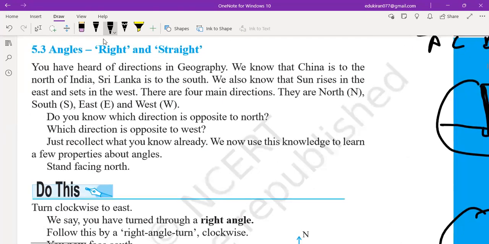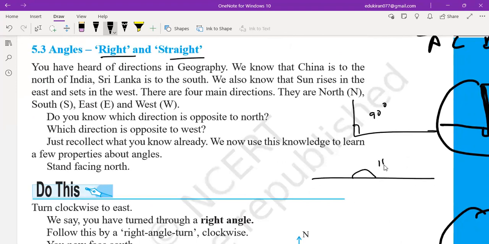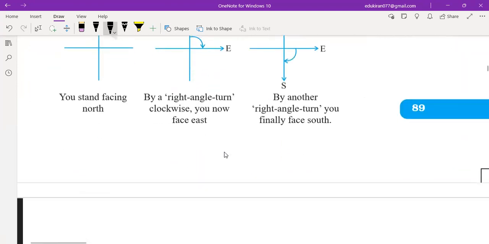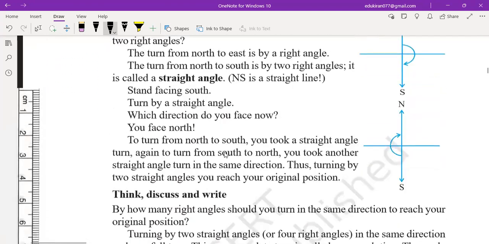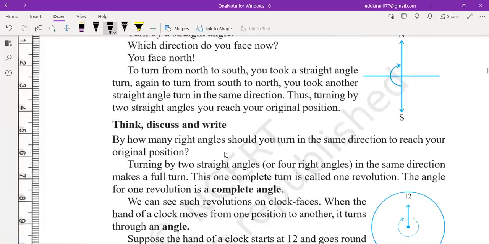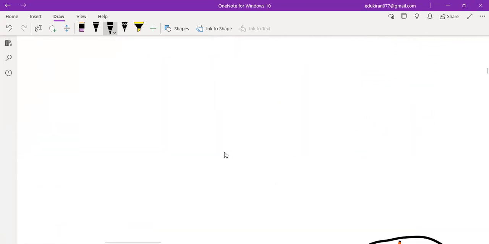Now coming to the next one, about the angles: right angle, straight angle. Right angle is 90 degree, right? And straight angle is 180 degree. Fine? Yes, ma'am. Now, one more thing which I'm going to teach you is this: north, south, east, west, right?